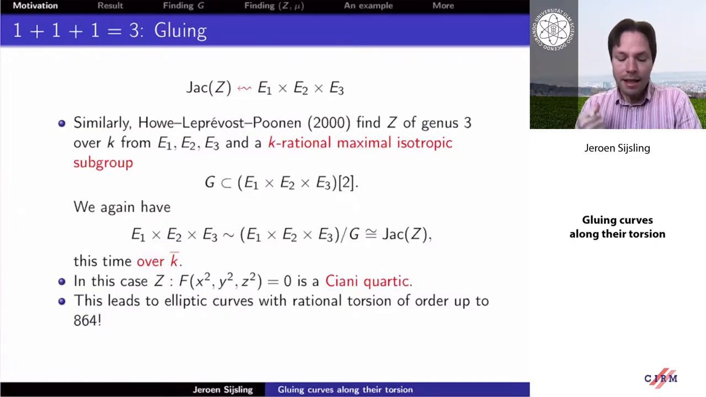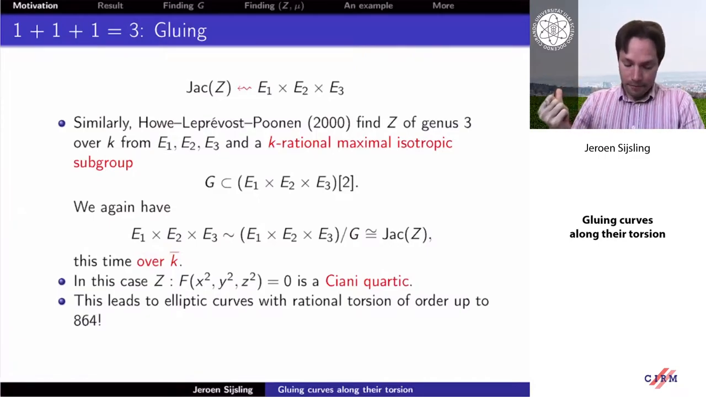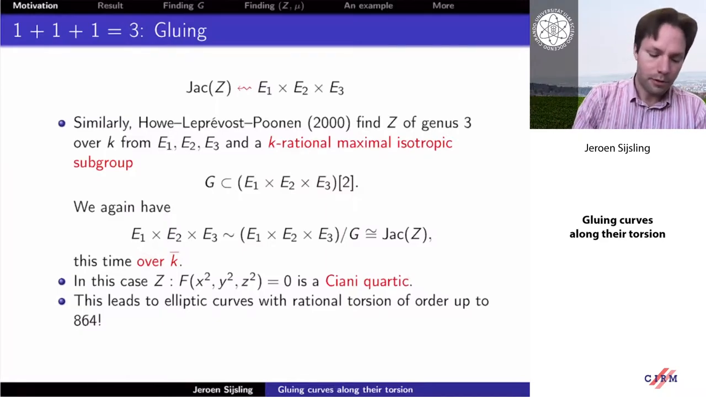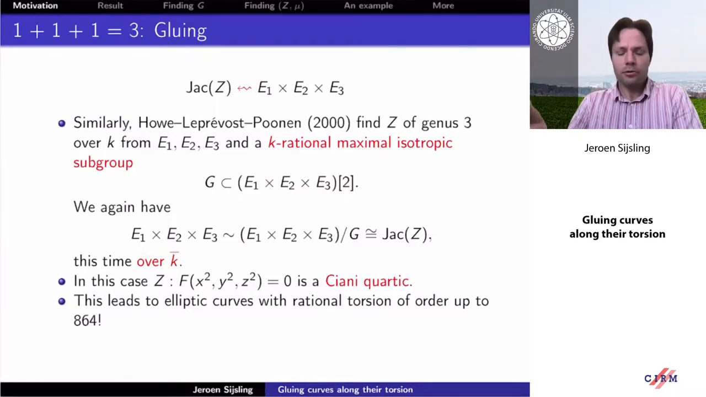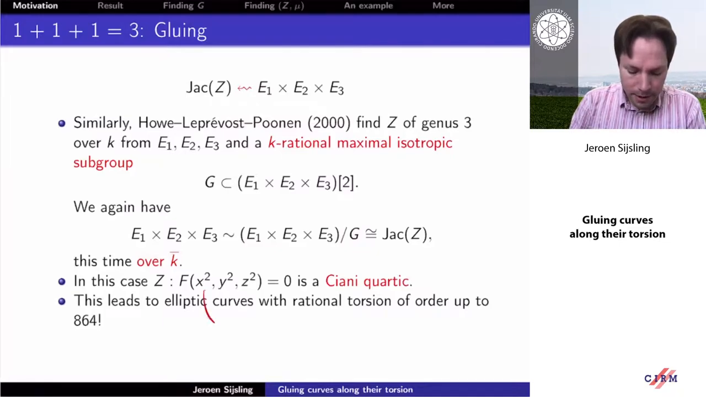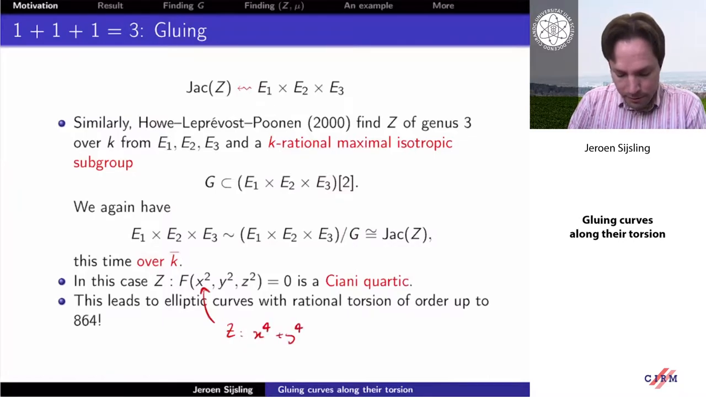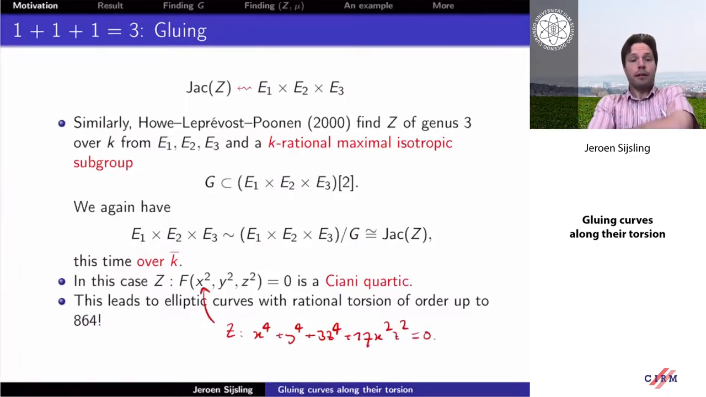I just want to mention that in this case, Z, this curve that you get out, is a pretty special plane quartic curve. It is a so-called Picard quartic. It has a large automorphism group. It is a plane quartic curve defined by an equation, say, of the following type. You can think of an equation like x to the fourth; I'm just writing down a sample, not for any particular reason. So these are pretty special curves, but you can do loads with them. You can, for example, find elliptic curves with rational torsion of order up to 864, which is pretty neat. We'll be doing something similar.